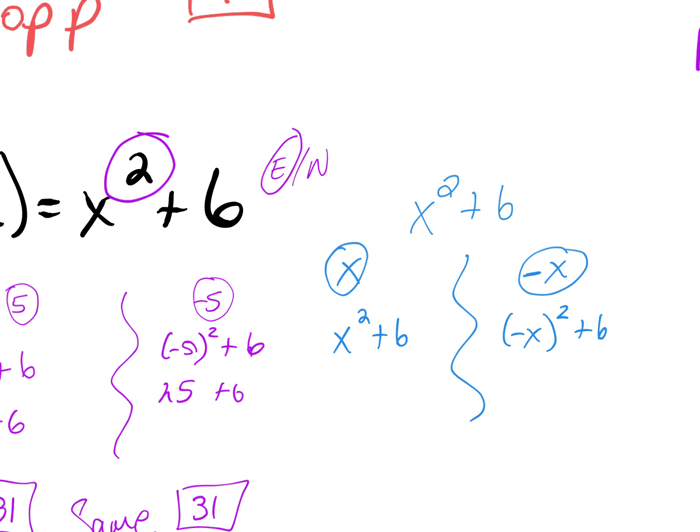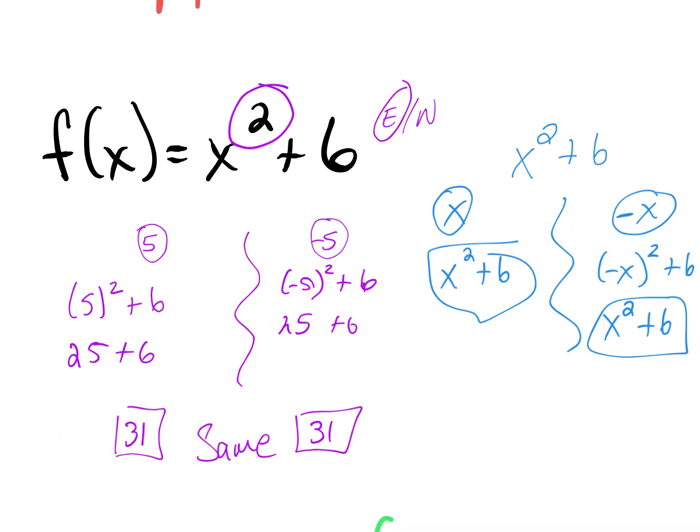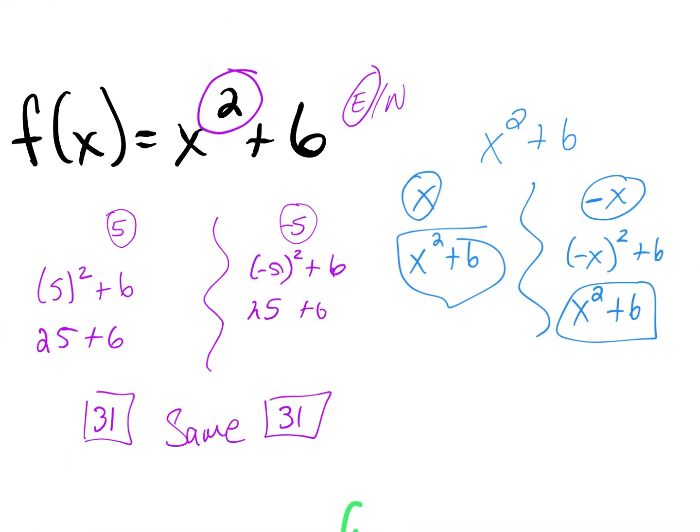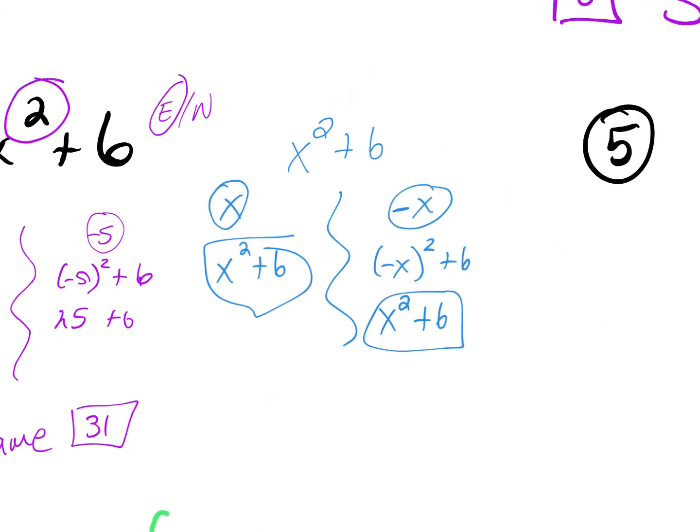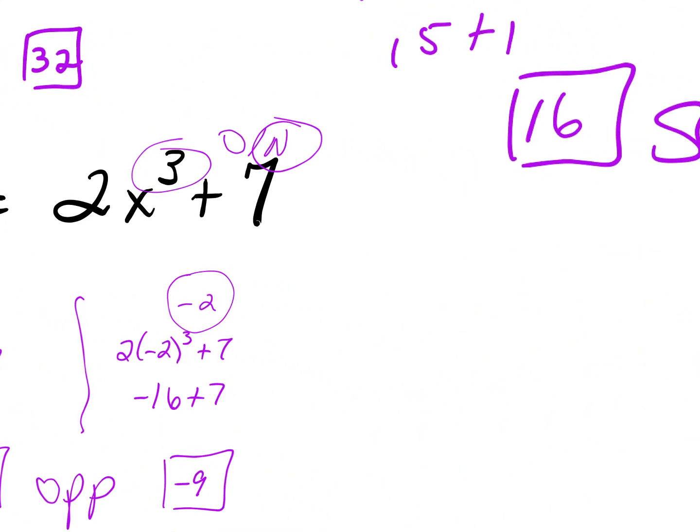What is negative x squared? What's negative x times negative x? X squared. X squared plus 6. So compare these two. Are they the same? Yes. So that makes it even. I just think it's so much easier to use numbers. Very easily you guys can get yourselves confused, especially in something like this, right?